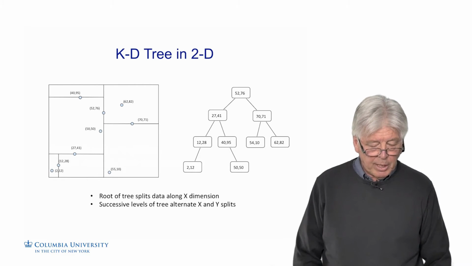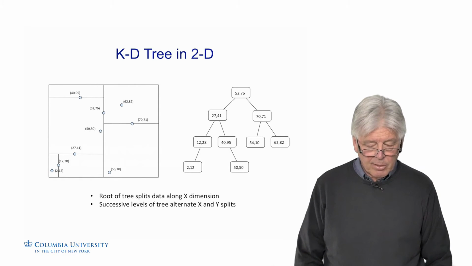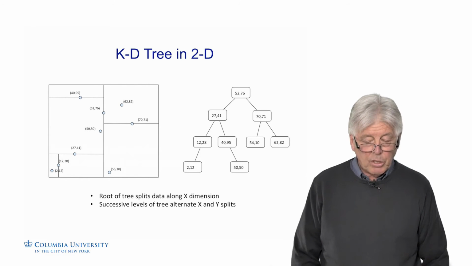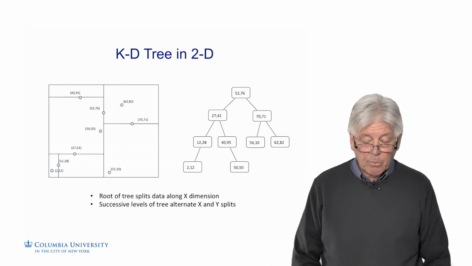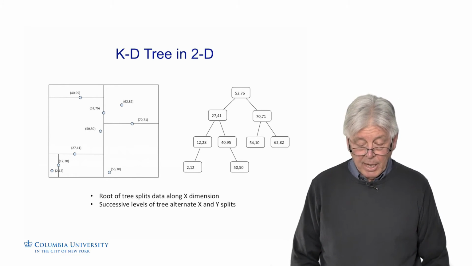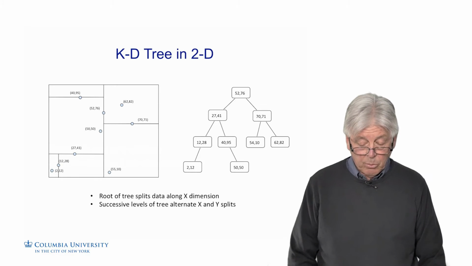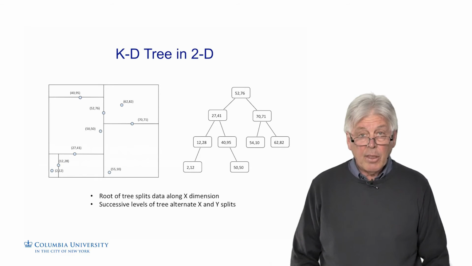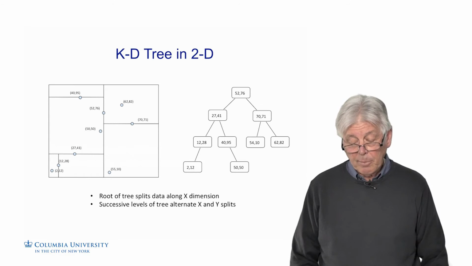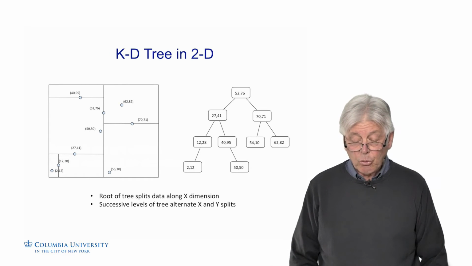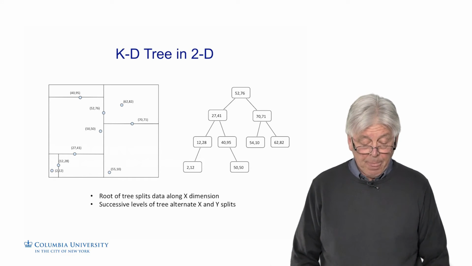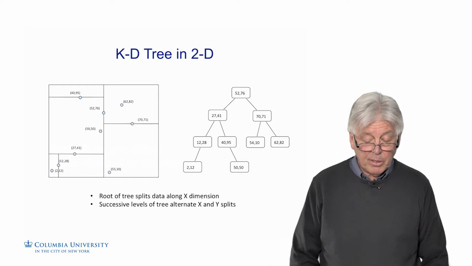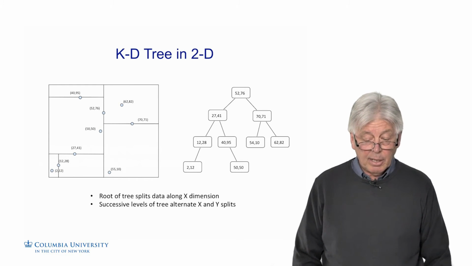So you can see what we do here is, at the root of the tree, we have this node 52,76, which is actually the midpoint of all the x values. Everything on the left branch of the tree has an x value less than 52. So all those, 27, 41, 12, 28, 40, 95, 2, 12, 50, 50, they're all less than that. And on the right branch, we have x values greater than 52: 70, 71, 54, 10, 62, in the x dimension. So basically that's equivalent to the line you see through 52,76, that vertical line in the left-hand part.